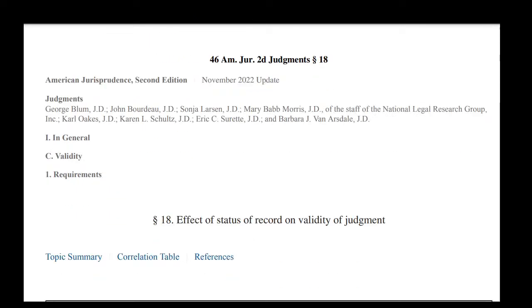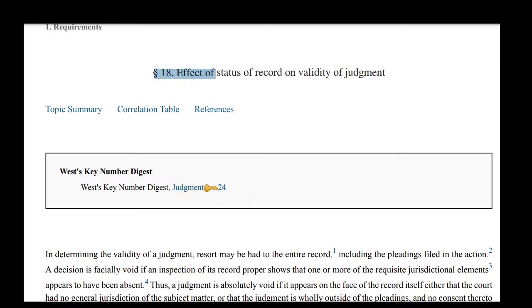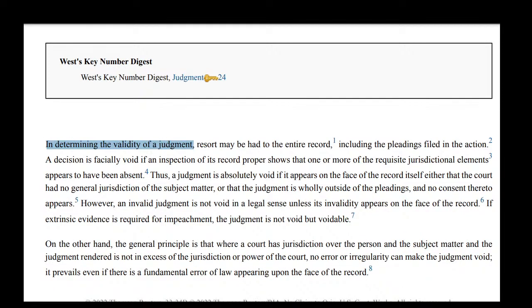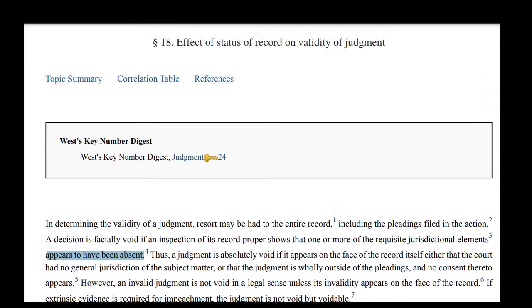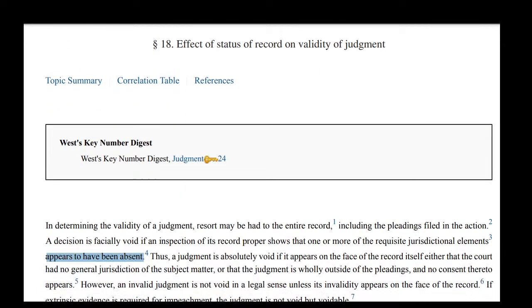Very interesting there. And we're on to section 18, effective status of record on validity of judgment. In determining the validity of judgment, resort may be had to the entire record, including the pleadings filed in the action. A decision is facially void if an inspection of its record proper shows that one or more of the requisite jurisdictional elements appears to have been absent. What are we calling this? The effects of the record on the validity.